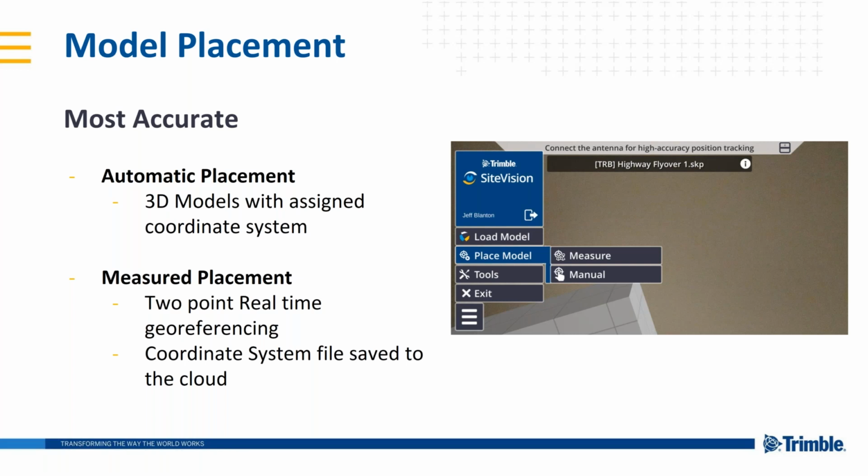And what that does is it creates a georeference file. It automatically stores that in the cloud for you, so you never have to do that measured placement again, unless it's slightly off and you want to go out and redo it. We do have a way to suspend it or reset it, so you can remove the original georeferencing and then redo it again.